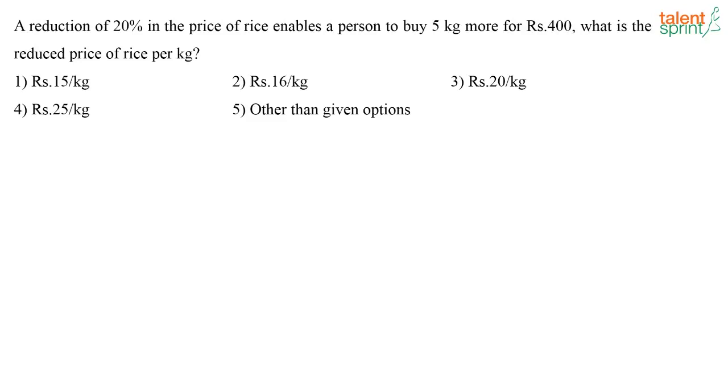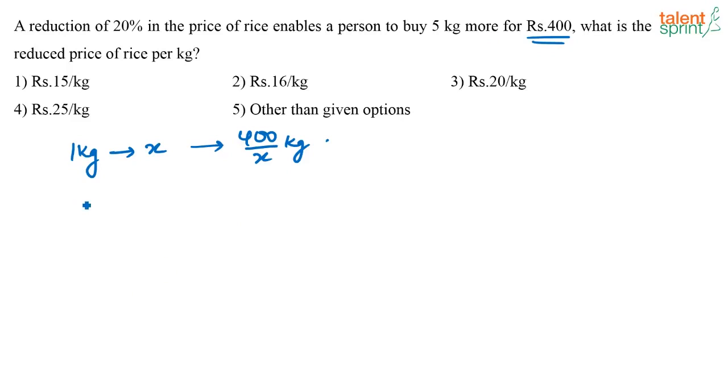A reduction of 20% in the price of rice enables a person to buy 5 kg more for rupees 400. What is the reduced price of rice per kg? So let us assume that 1 kg of rice costs X rupees. If 1 kg of rice is costing X rupees, how many kgs of rice can I buy for 400 rupees? I can buy 400 divided by X kgs of rice.